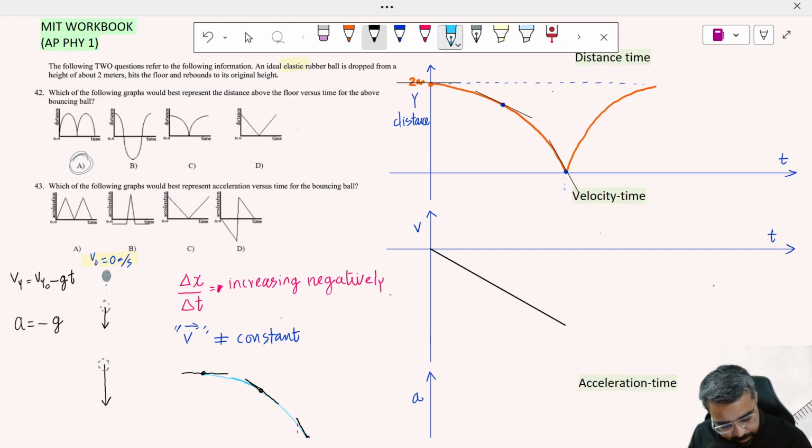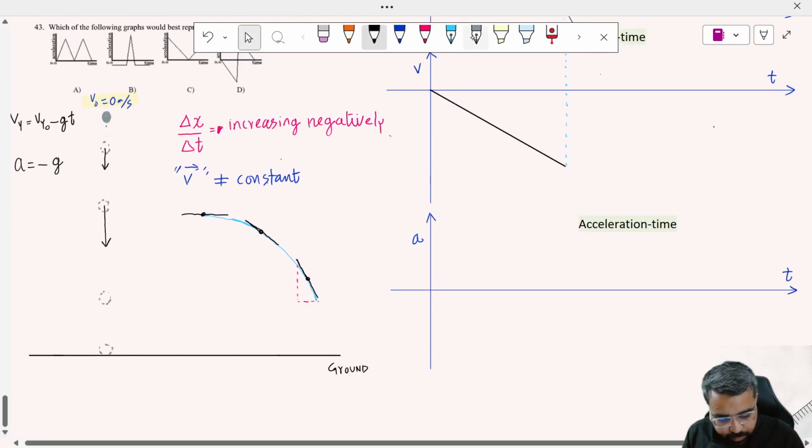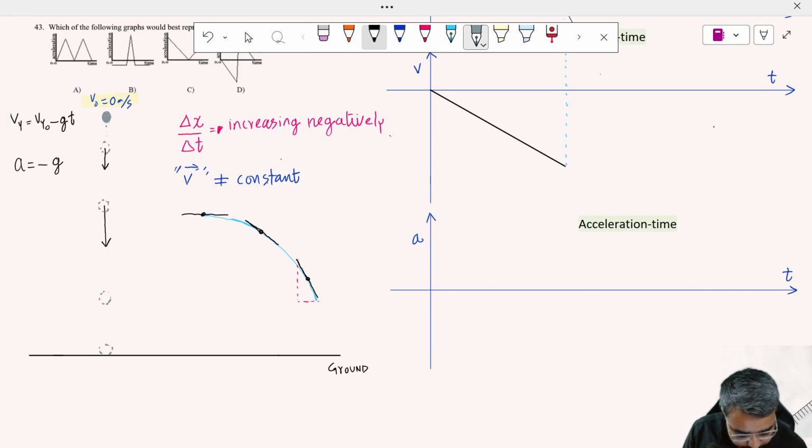So this is the instant of time when it hit the ground. Before it hit the ground, don't you think the acceleration is negative g? So that's why I'm going to draw this horizontal graph below the x-axis, and this value is negative g. Now what happened at the moment when it hit the ground?